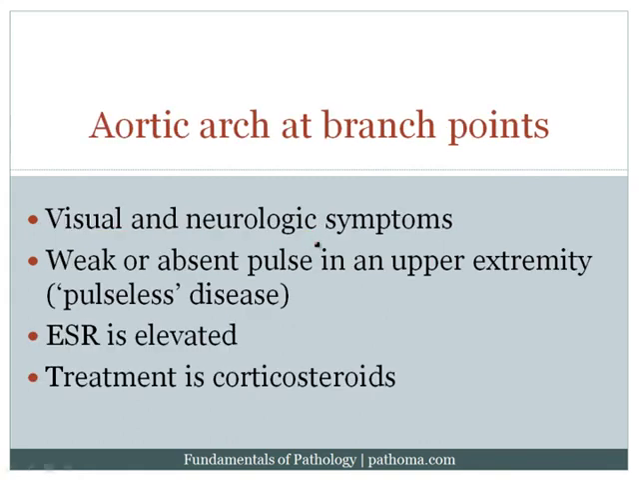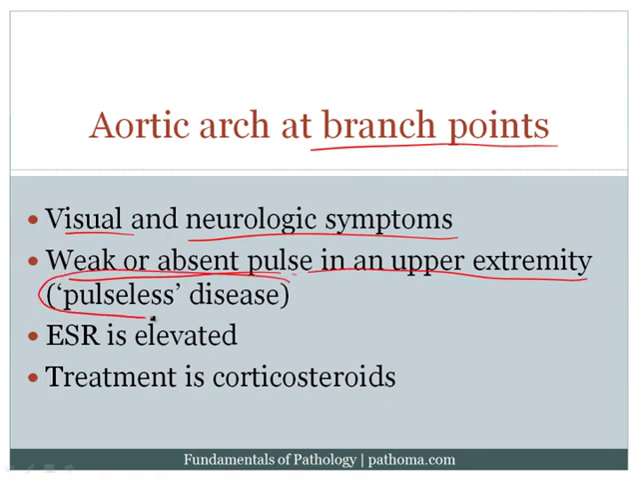Now, in temporal giant cell arteritis, we involved branches of the carotid artery. In Takayasu's, we're much more proximal, and instead we're going to involve the aortic arch at branch points. This is going to result in visual and neurologic symptoms as you cut off the major vessels coming off of the aortic arch. It also can result in weak or absent pulses in an upper extremity. That's why it's also called pulseless disease. The ESR will be elevated, and the treatment is corticosteroids. So very similar to temporal giant cell arteritis with a couple exceptions.